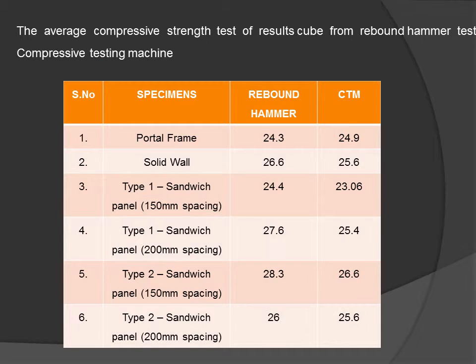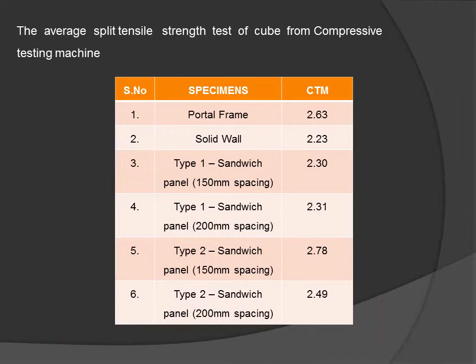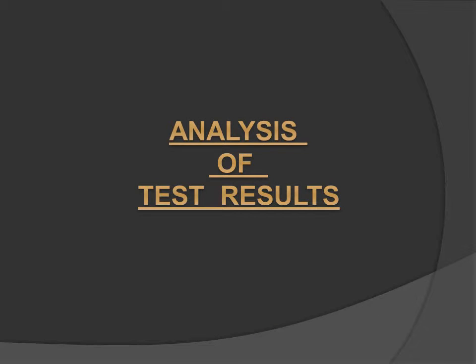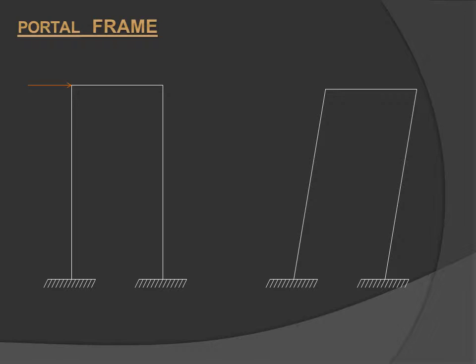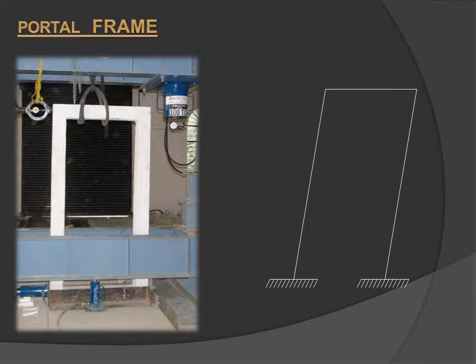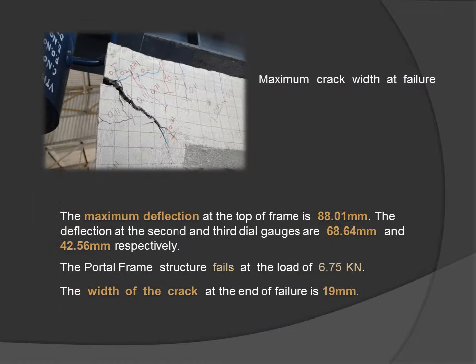And then the compressive strength and split tensile strength. These are the values which we got. And then we did the analysis of the test results. These are the pictures showing the test results. Then the maximum crack. We show the maximum crack with the failure.